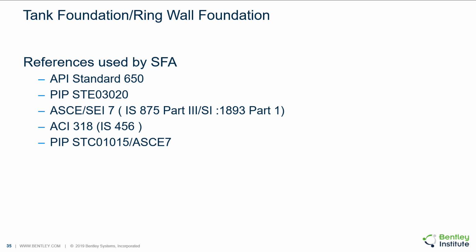This slide lists the references used by STAAD Foundation Advanced. PIP STE 03020 Chapter 5 outlines the procedure for designing concrete ring wall foundation for tanks, which again is based upon the guidelines provided in API 650 and ACI 318. This slide also indicates the references for the Indian standards. The load combinations can be generated as per PIP STC 01015 or ASCE 7.